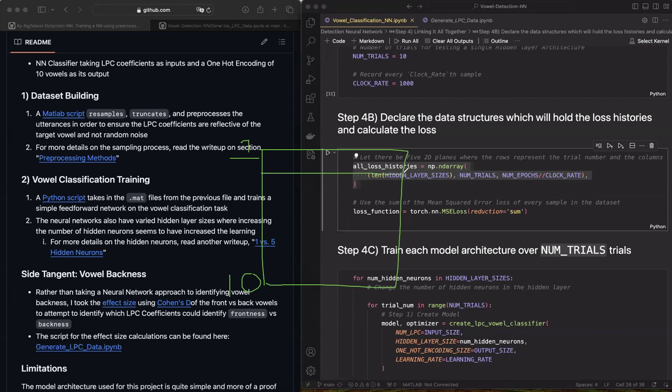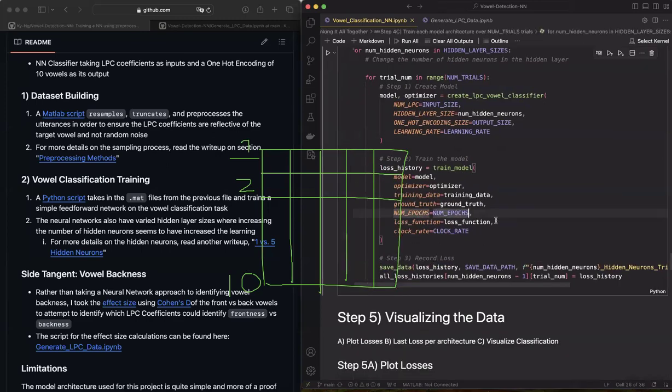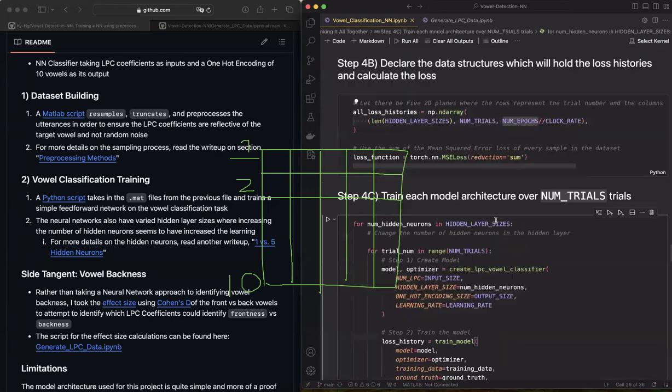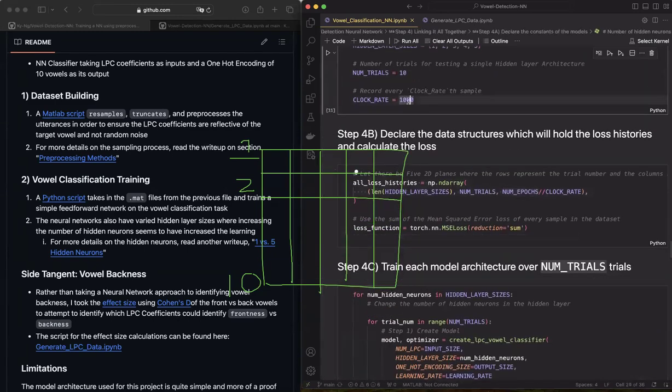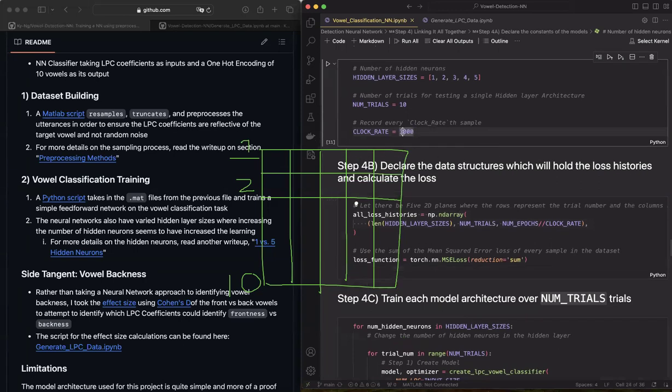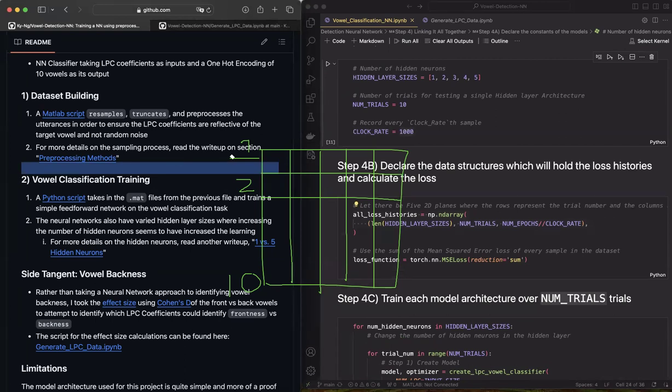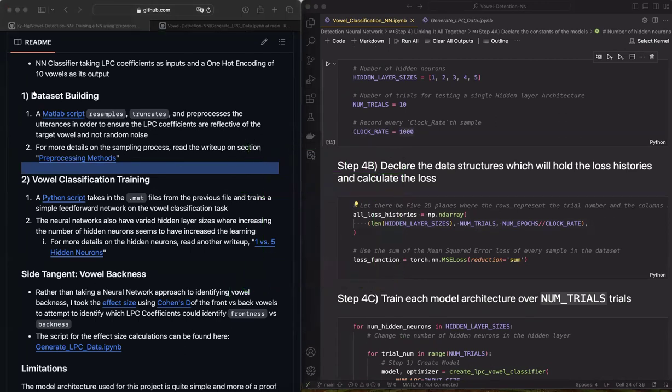And each of these will be an iteration. So this is the first trial, second trial, third trial, etc. And in each of these squares, we'll be placing the loss recorded at some predefined clock rate. We decided to put our clock rate at 1,000. So after every 1,000 iterations, we'll go ahead and record a loss right here in one of these boxes. All right, let's clean that up over here.